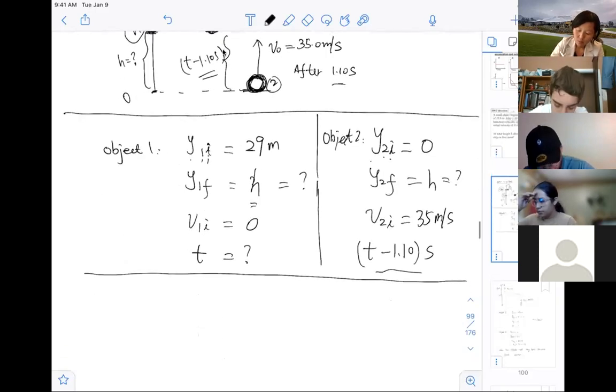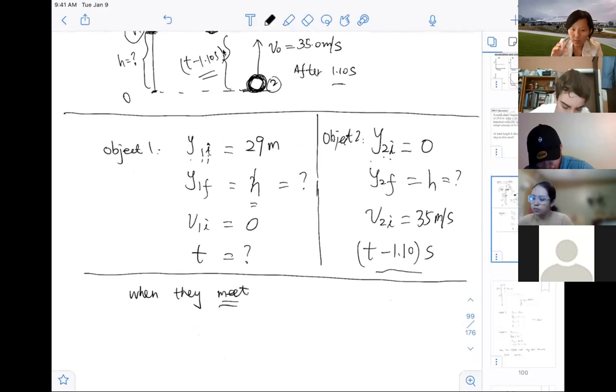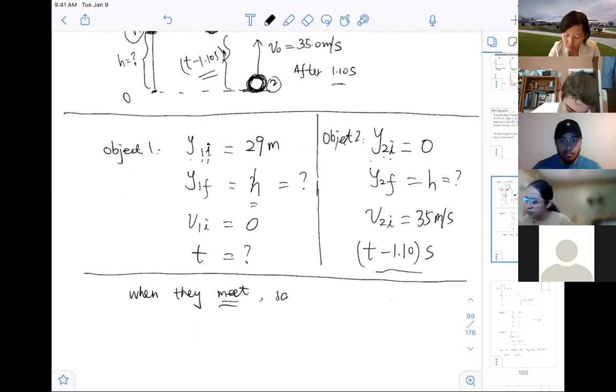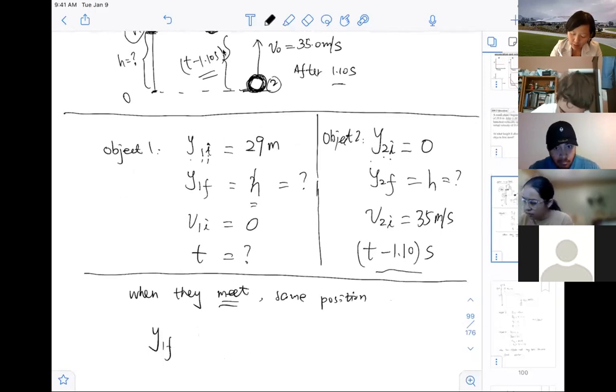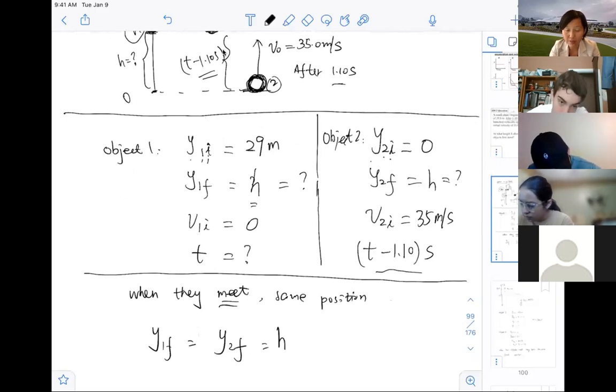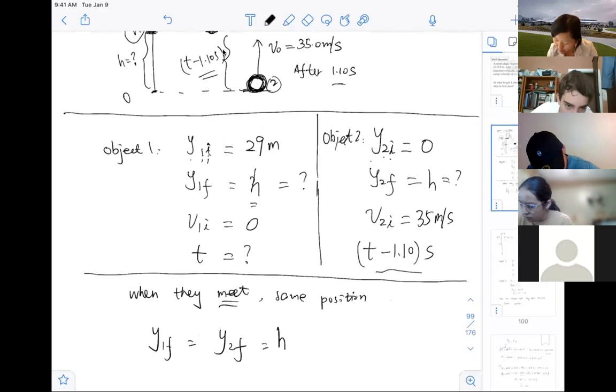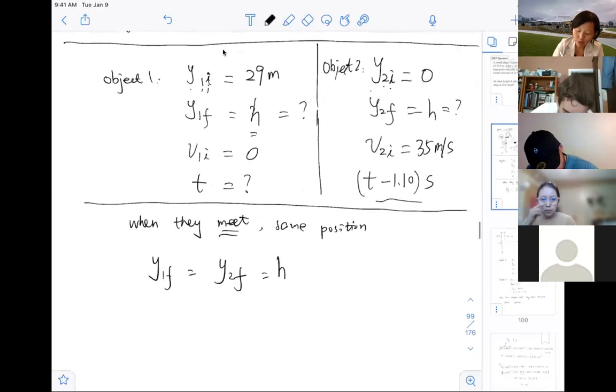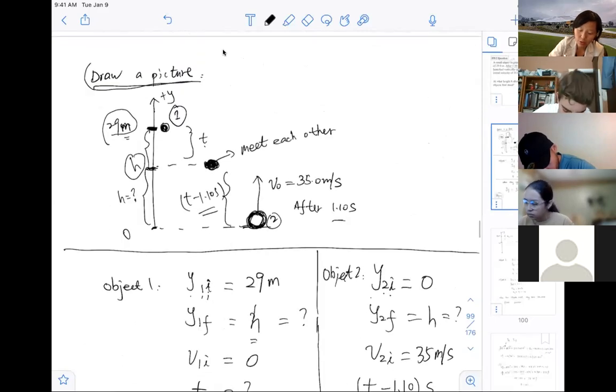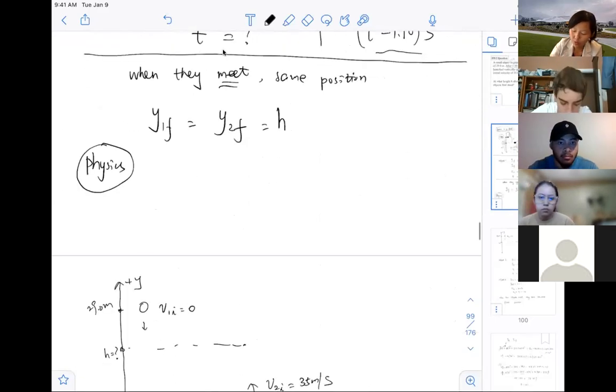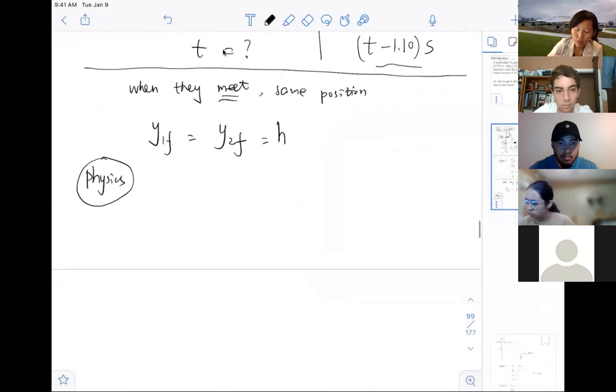You can see that when they meet, this language tells me they occupy the same position. They have the same position, which means y1 final is equal to y2 final equals h. They have the same final position, right? Okay, so now, what kind of physics do we use? So I have labeled my quantities, drawn the picture, and I think about, okay, I need to choose an equation to use. What equation do I choose?